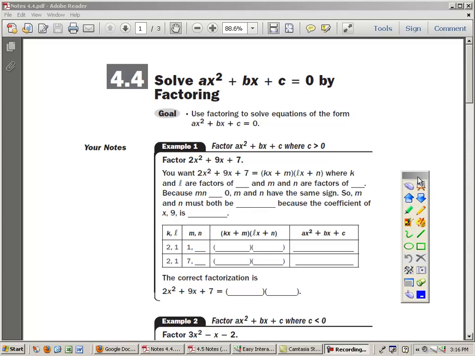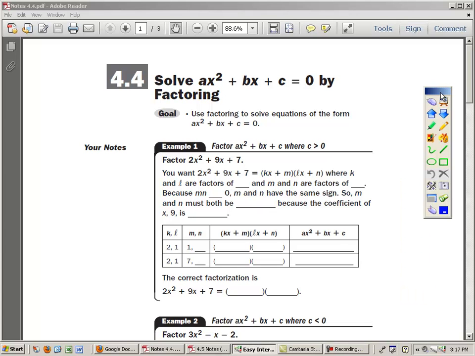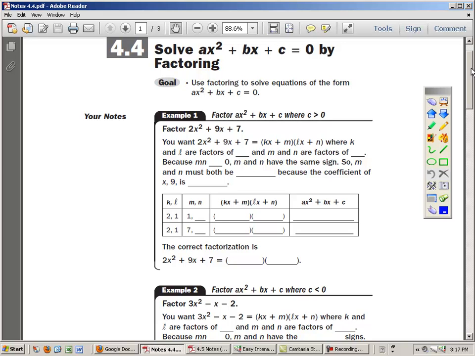In lesson 4.3, if you have not watched that video yet, it is critical that you watch 4.3 before you attempt to do this lesson, because this will make absolutely no sense to you if you haven't done the 4.3 video already. So just a little bit of a disclaimer for you. Again, if you're trying to do things out of sequence, 4.3 is obviously a prerequisite to understanding 4.4.